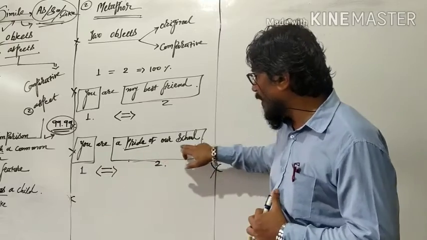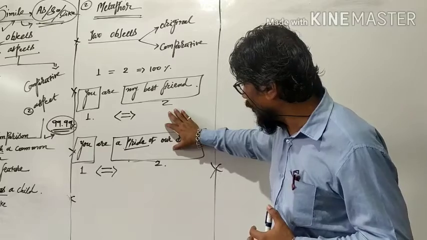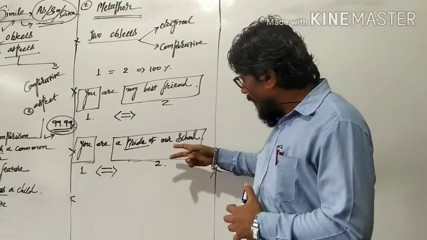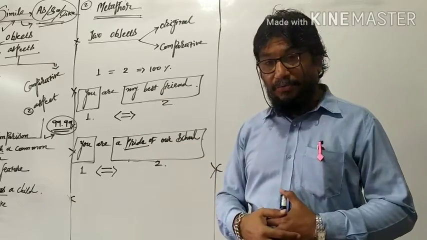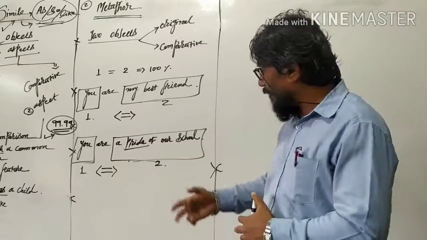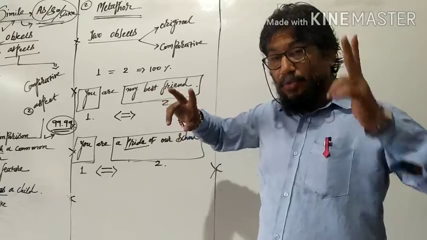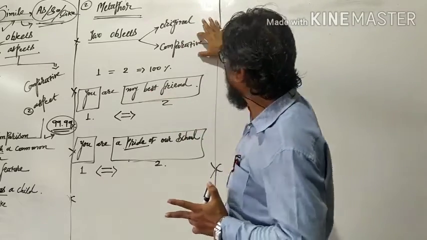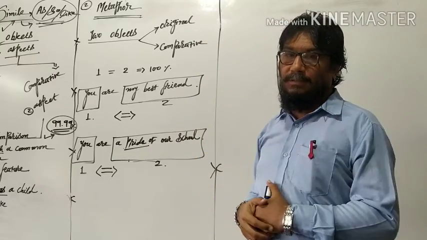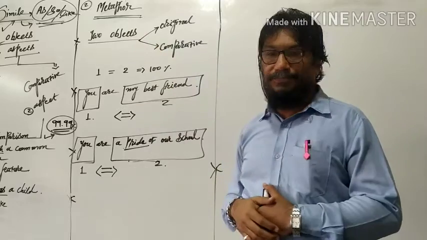You are a pride of our school. You are the original aspect, pride of our school is the second one. Think in a reverse condition. A pride of our school is you. You are a pride of our school. Wherever in this way two objects, two aspects are given, original and comparative, with 100% equality, this is known as metaphor.